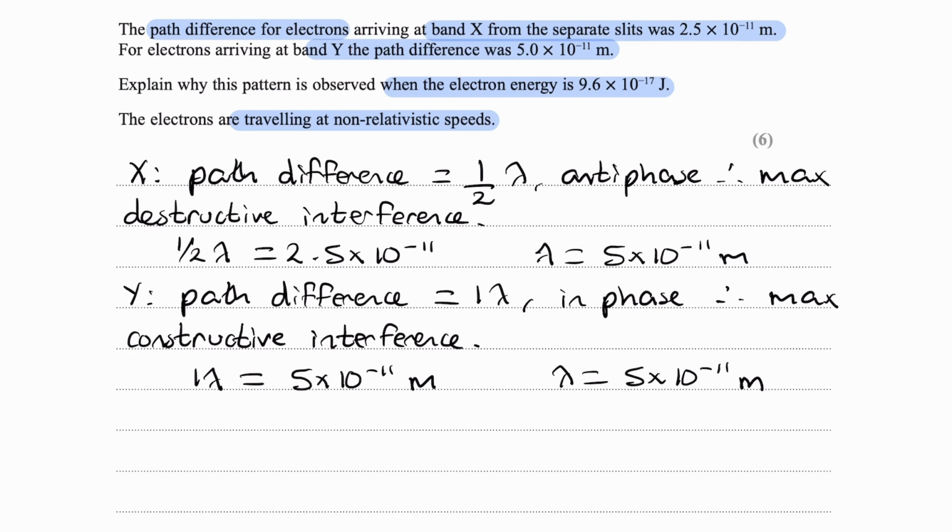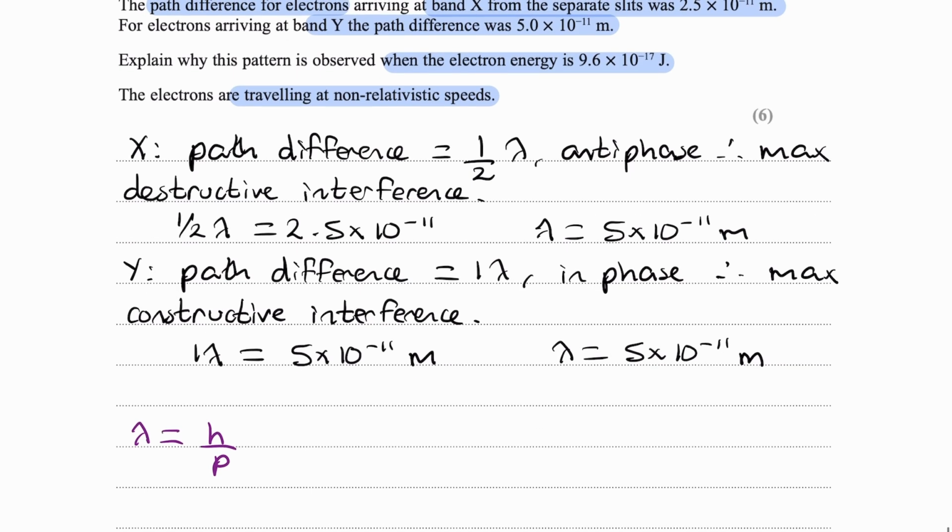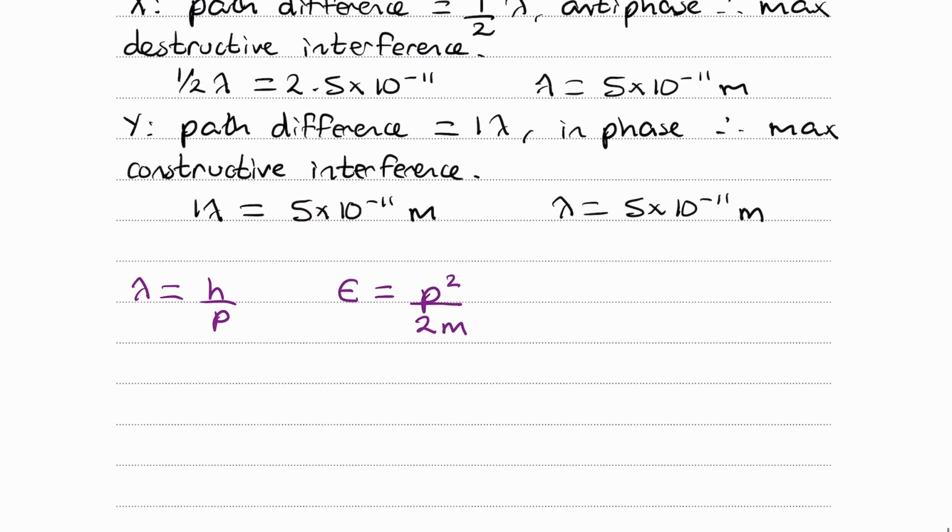De Broglie wavelength is h over p. So we need to work out the momentum of the electrons. We can do so by considering the kinetic energy. So the kinetic energy is this, 9.6 times 10 to the minus 17. I'm going to use this form of the kinetic energy equation, p squared over 2m. The reason I'm using that form is because I can then bring these two equations together. I can link them together through p. So I can rearrange this equation for p and then sub it into this one.